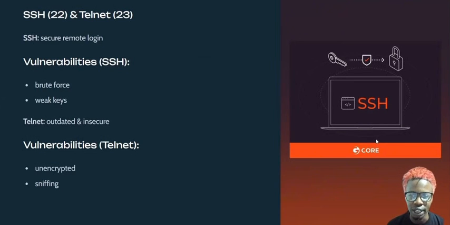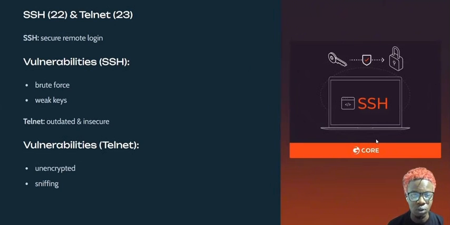On the next port, we have telnet, which is an outdated and insecure means of remote login as well. The vulnerabilities of telnet are that it is unencrypted and also sniffing. Okay, you can sniff around and capture some packets and capture some credentials in plain text. You'd be surprised. So port 23 is now outdated. Port 22 is still currently active. Also take note that SSH does not only exist on port 22, it also exists on port 2222, right?